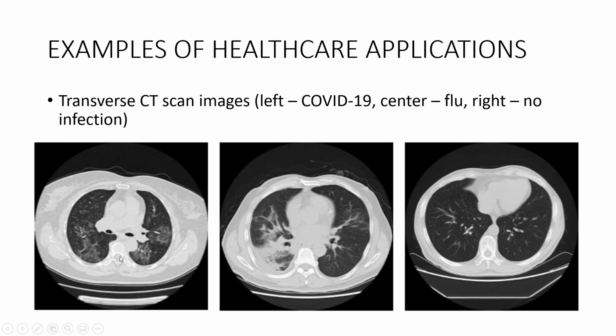Down here is the spine. You have to realize that CT scans are always set up so that you're looking from the feet. So what looks to be on my left side, since I'm looking from the feet, is actually the right side of the patient. Here you can see for COVID-19 some kind of patchy infiltration, as opposed to over here, which corresponds to flu.